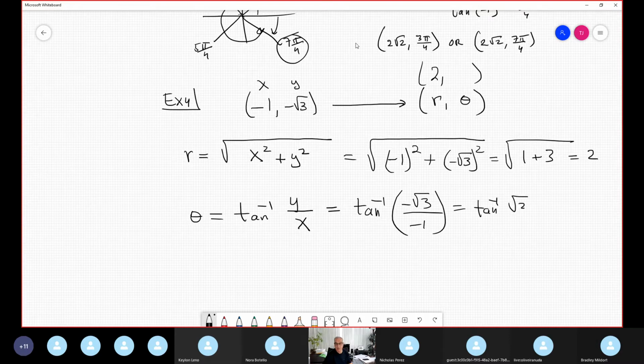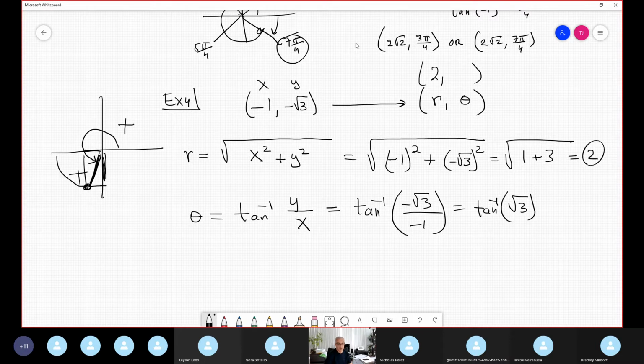Tangent inverse of radical 3. So I don't know if you remember or not, the angle that satisfies this condition is 60 degrees or pi over 3, no? In the first quadrant, of course. So the tangent is positive, in this case positive, yeah, in the first quadrant and the third quadrant. However, my point lies in the third quadrant because it's negative 1, negative radical 3, so negative x component and negative y component. My point is here. And this radius, okay, I get is 2. And this angle, okay, I get actually is not 60, it's 240, right?